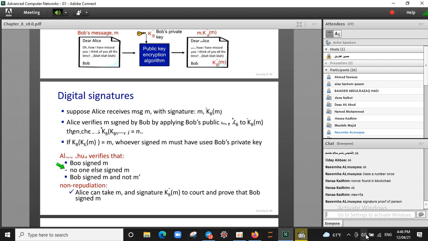So Bob signs message M. No one else can sign the message in that form, because Bob signs the message with his private key. So no one else can sign the message M. And this means that if Bob signed the message M, he did not sign the message M prime.